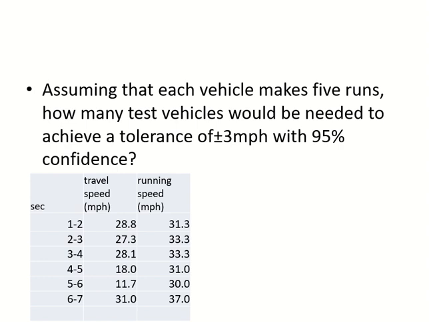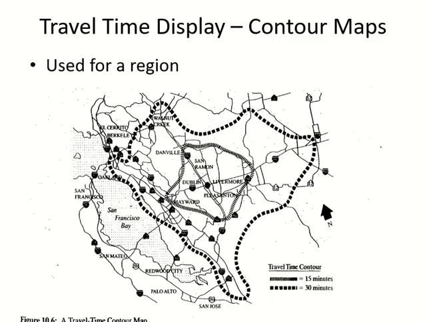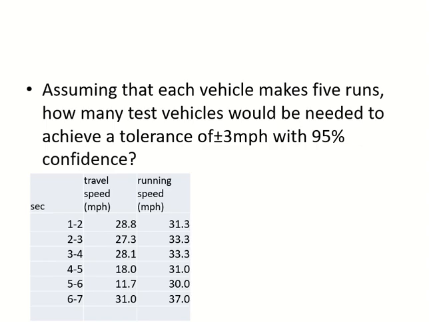Okay, now let's say on the same segment somebody wants to collect a new sample, so they want to calculate the number of samples required. They are taking the allowable error to be plus minus 3 miles per hour and a 95% confidence interval. So we have to calculate the number of samples required using these values.